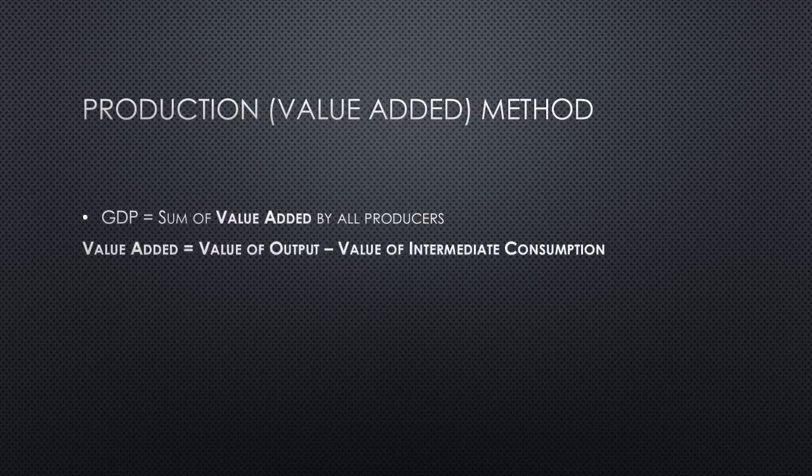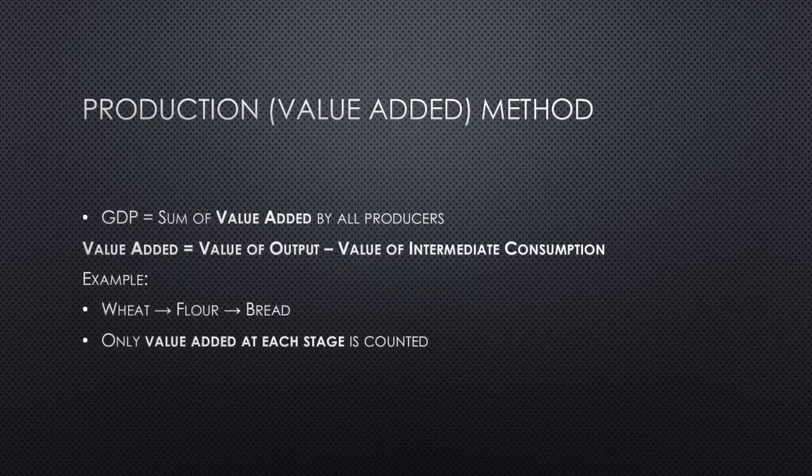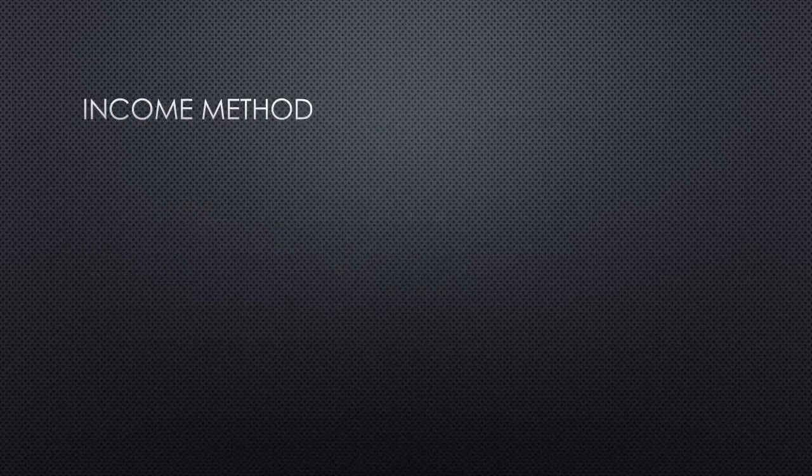Production or value added method. Here, GDP is calculated by adding value added at each stage of production. Value added means output value minus intermediate consumption. For example, wheat becomes flour, flour becomes bread. Only the value added at each stage is counted.